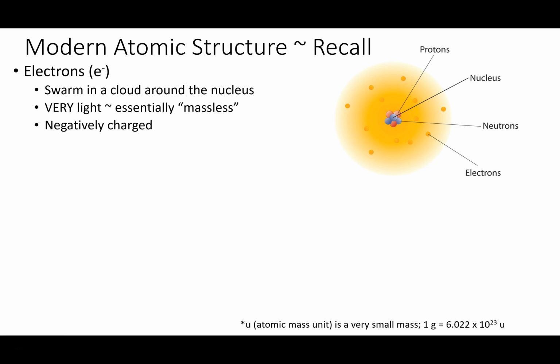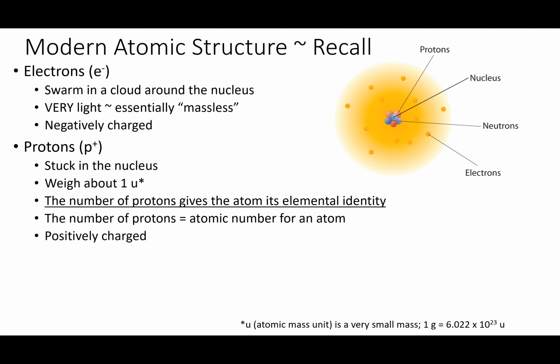So this is like a recall or review slide. And remember, I'm wanting you to know the general structure of an atom and a little bit about each of the three pieces that make up an atom. So electrons are outside the nucleus. They're in what we call an electron cloud. They're negatively charged. They basically have no mass.